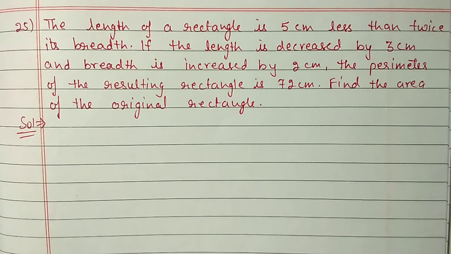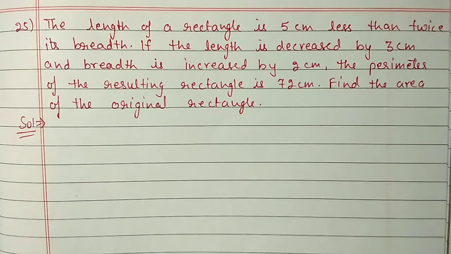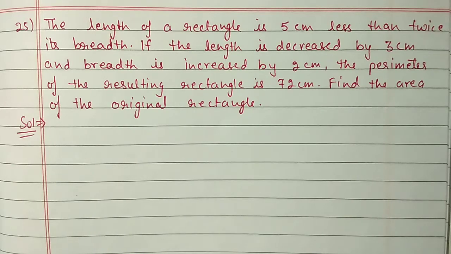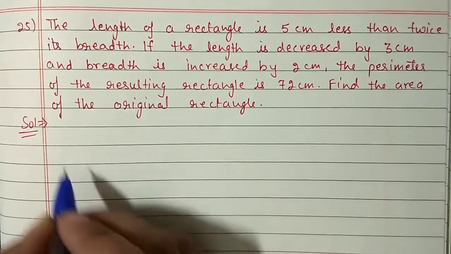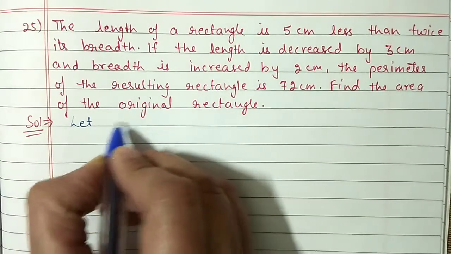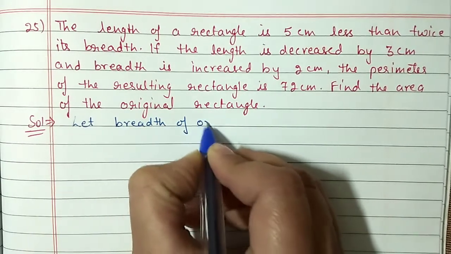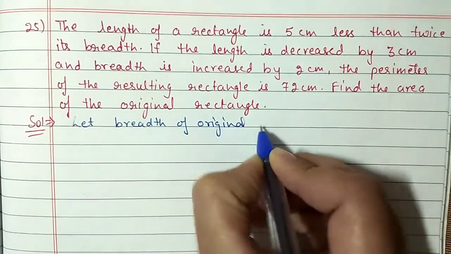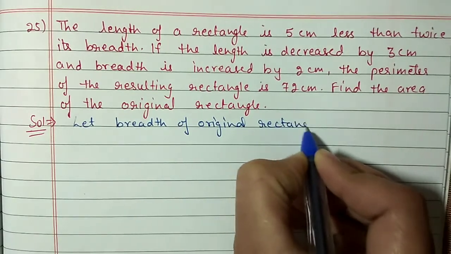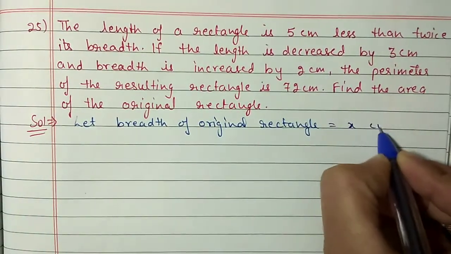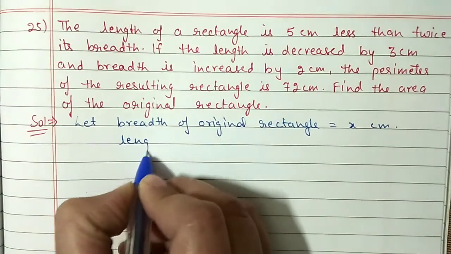Next, question number 25. The length of a rectangle is 5 cm less than twice its breadth. If the length is decreased by 3 and the breadth is increased by 2 cm, the perimeter of the resulting rectangle is 72 cm. Find the area of the original rectangle. So we will start from the original rectangle. Let the breadth of the original rectangle be x centimeters.